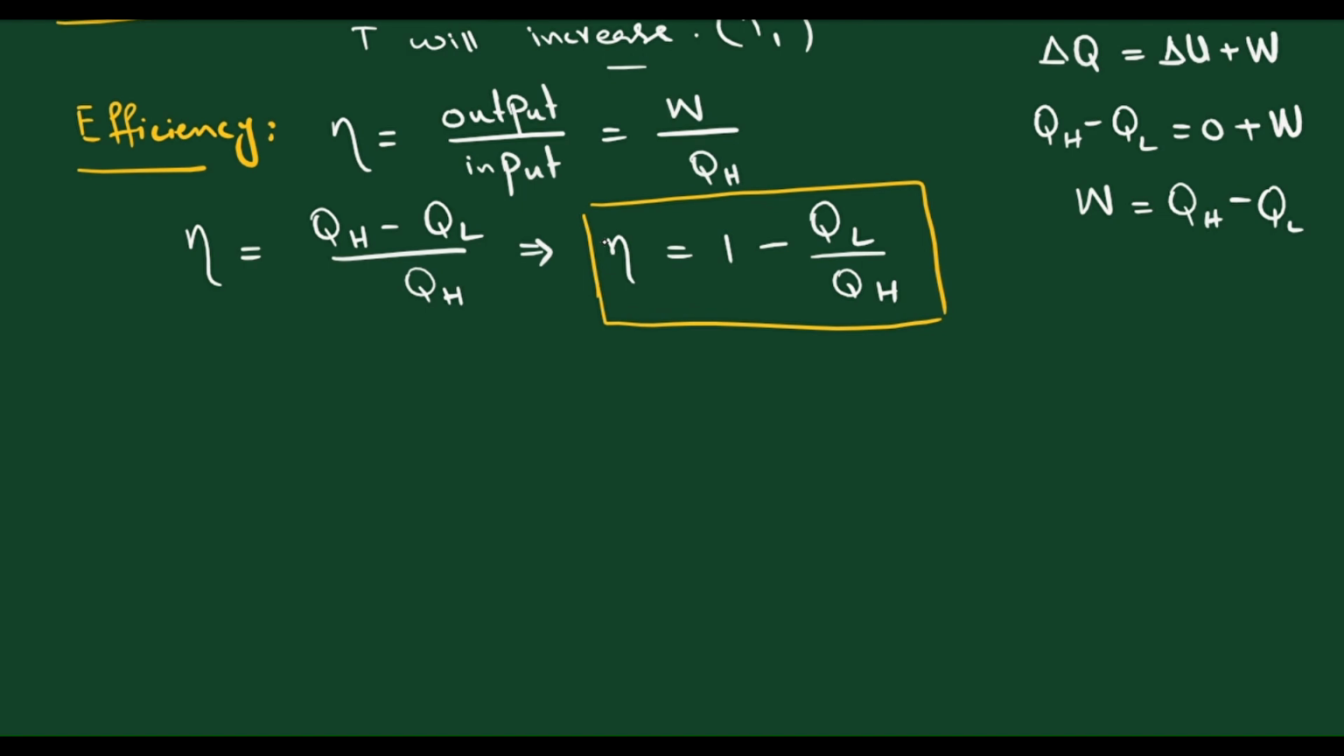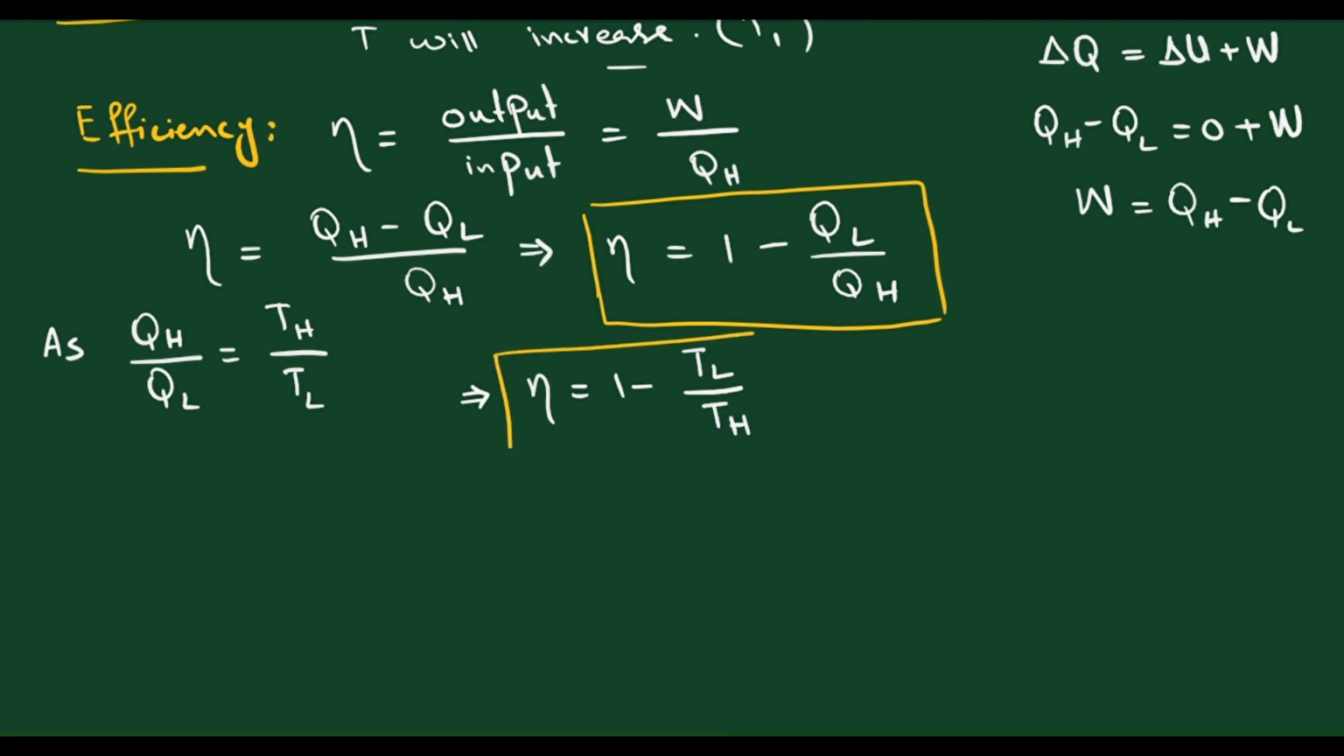As the ratio of heats and the ratio of temperatures are equal, we can say that QH divided by QL is equal to TH by TL. Then the efficiency can be written as 1 minus TL divided by TH. According to this relation, we can find the conditions by which we can get 100% efficiency of the engine.